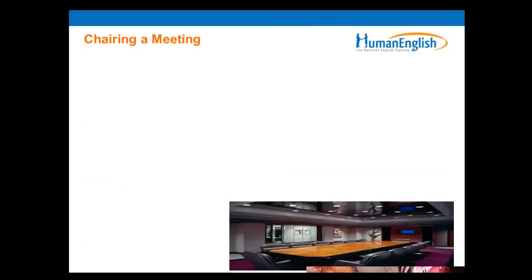So let's look at some vocabulary relating to chairing a meeting. The first one is facilitate. Can anyone write in the chat box what they think facilitate may mean? Facilitate. This is a new vocabulary word. And just write in the box if you know what facilitate means.